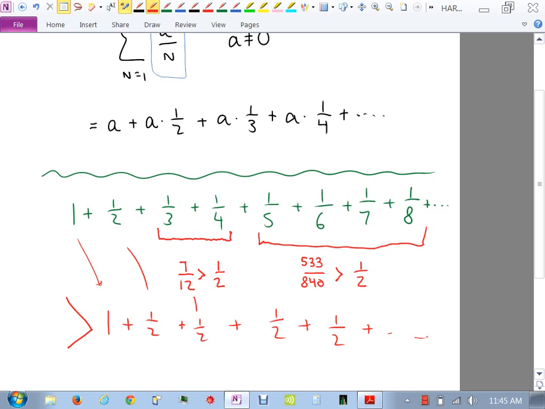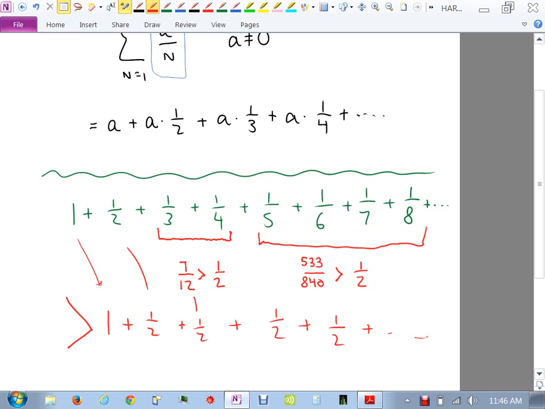This term's the same. This one's the same. But those 2 together are bigger than a half. And those next 4 would be bigger than this half. And the next 8 bigger than this half. So that up there is bigger than all this. But this is just 1 plus a half plus a half plus a half plus a half. What would happen if I just keep on piling 1/2 on top of 1/2 forever? Would it converge to something? No. It would diverge. It would become infinite.